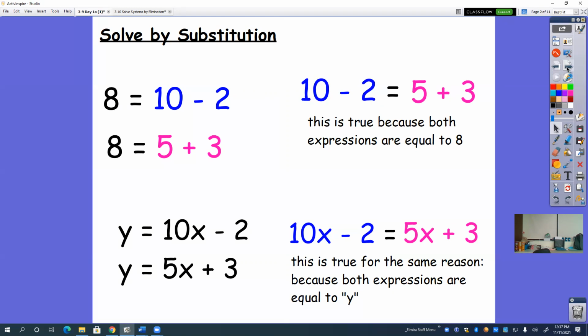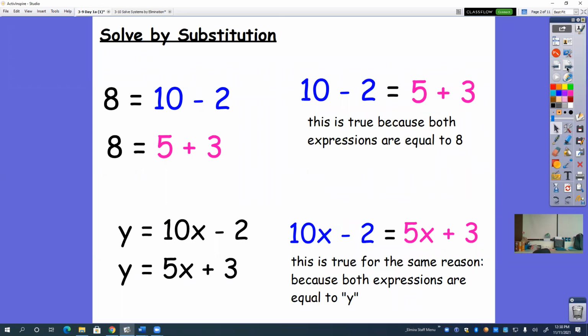solution. So substitution. If you can see, 8 equals 10 minus 2. 8 also equals 5 plus 3. So if both of these equal 8, then we can technically substitute because this is true because both expressions are equal to 8. So 10 minus 2 equals 5 plus 3. That's the method that we're talking about today. We're substituting something in for something else.